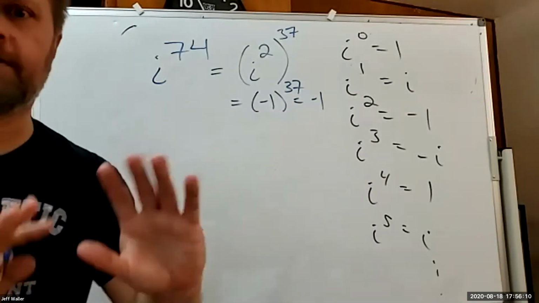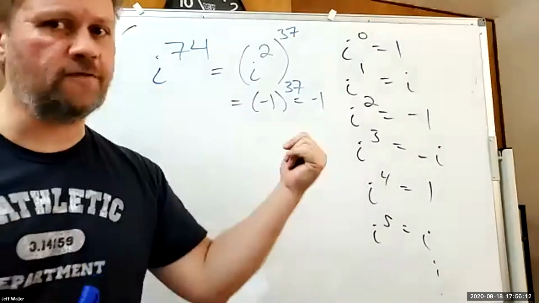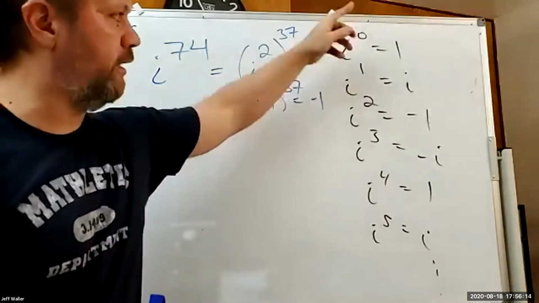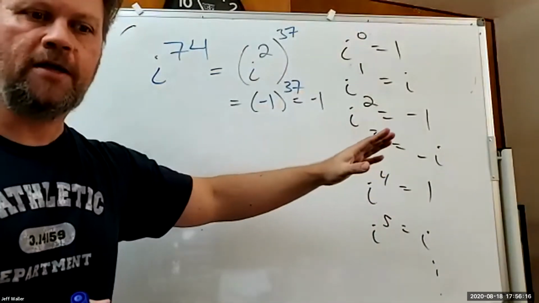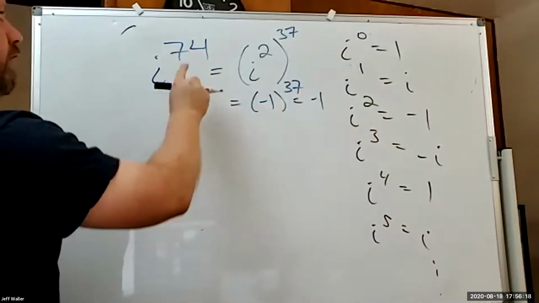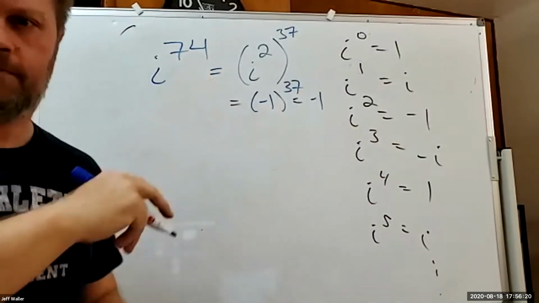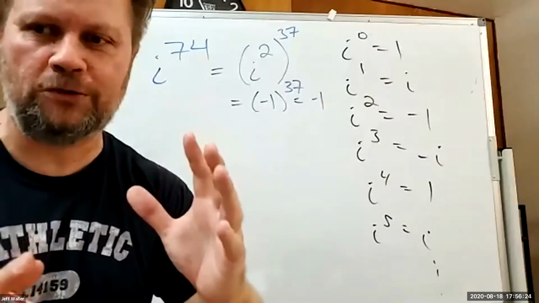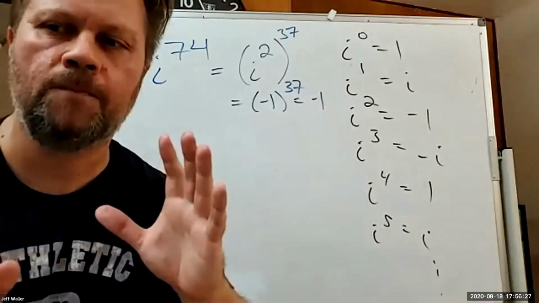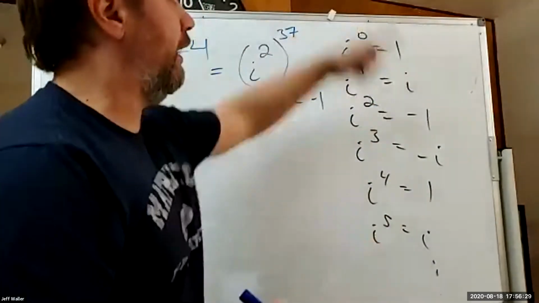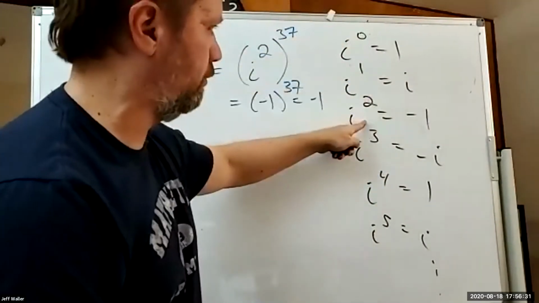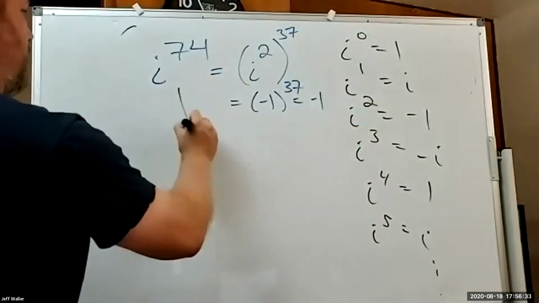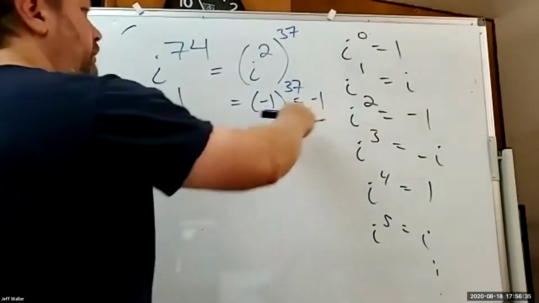No? The other way to do this, that's fine with me. But the other way to use this cyclical nature is to say 4 goes into 74. What is it? 18 times, remainder 2. Do you guys see what I'm saying? So it's this cycle 18 times, remainder 2. So this is the same thing as I squared, which is -1, which is what I got there.